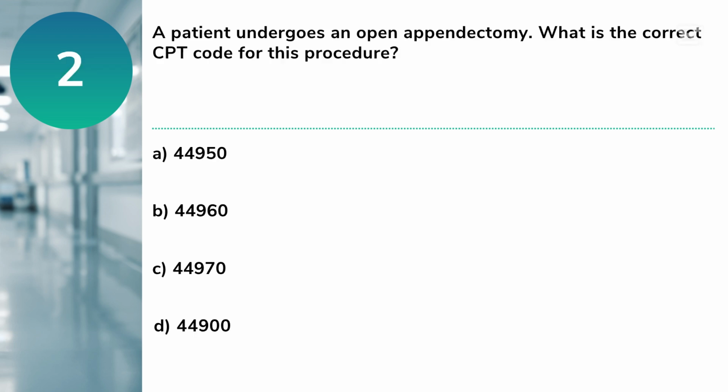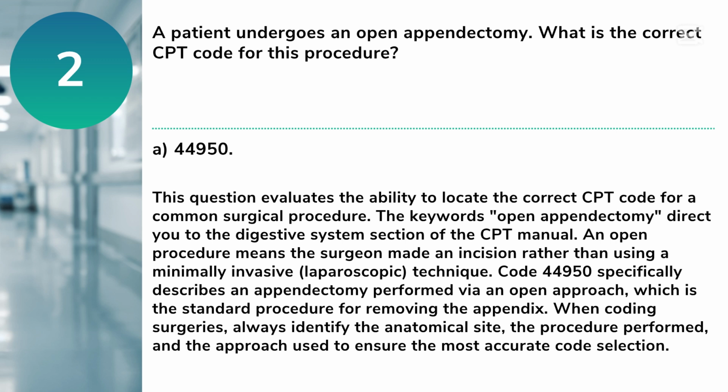Question 2. A patient undergoes an open appendectomy. What is the correct CPT code for this procedure? A. 44950. B. 44960. C. 44970. D. 44900. Answer: A. 44950.